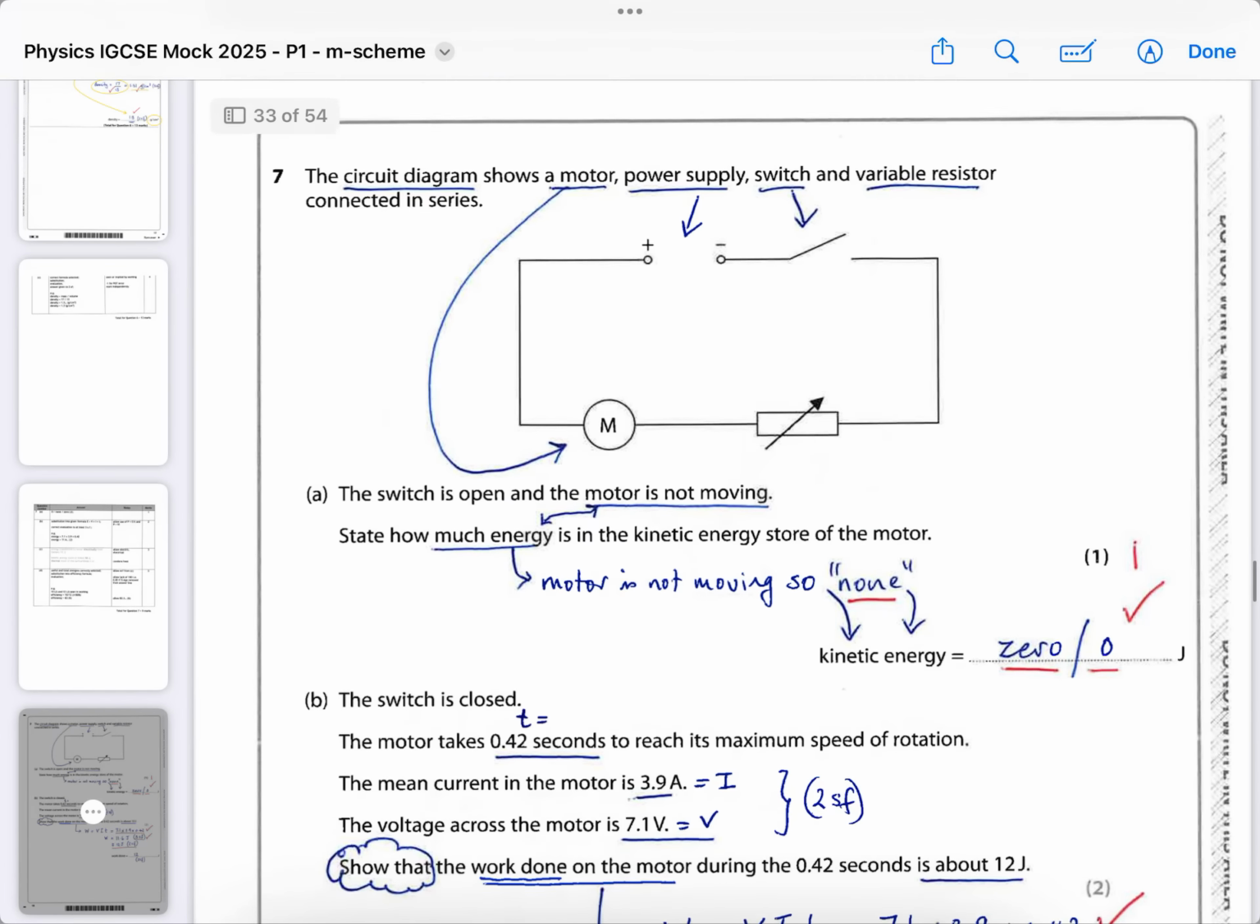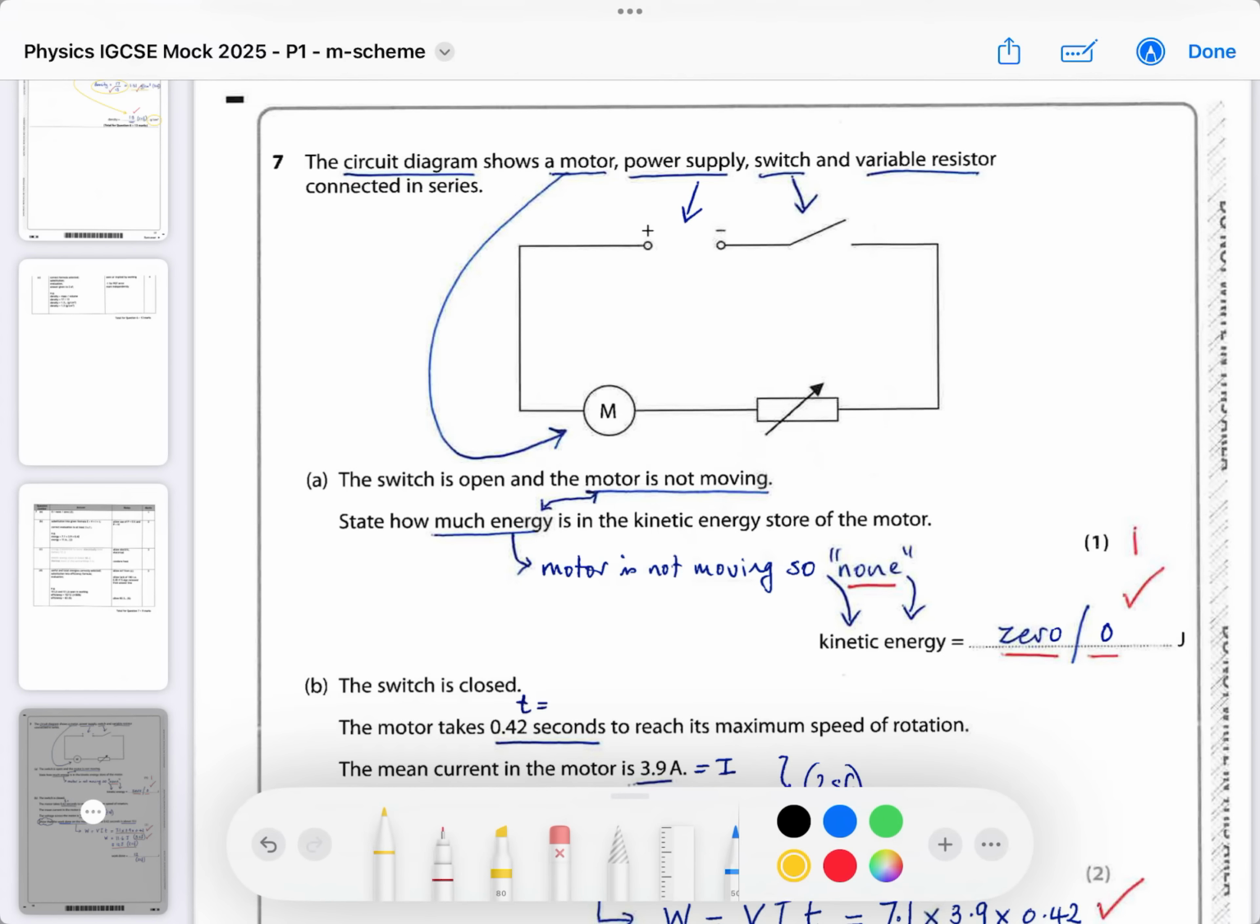Question 7 is about electricity. The circuit diagram shows a motor symbol with a circle and M in it. Yeah. A power supply, which is a DC power supply because it's got positive and negative on it. A switch and a variable resistor. Yeah. So that's the variable resistor symbol. You do need to know your circuit symbols. The switch is open and the motor is not moving. Obviously, if the switch is open, that means there's no complete circuit. There'll be no energy. State how much energy is in the kinetic energy of the motor. The motor is not moving, so none. Yes? The answer is 0. A lot of students got that one right.